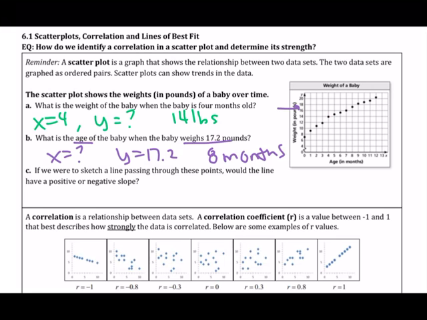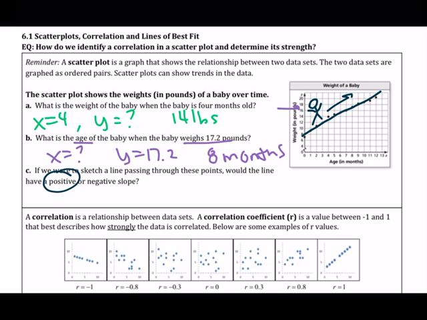Now, if you were to sketch a line passing through as many of these points, or drawing a line that was as close to these points as possible, would it have a positive or a negative slope? So let's see, if I drew a line like this, that hits a lot of those points. Does that line have a positive or negative slope? Well, if I drew my little person here, he's walking uphill when we look from left to right, so it would have a positive slope.